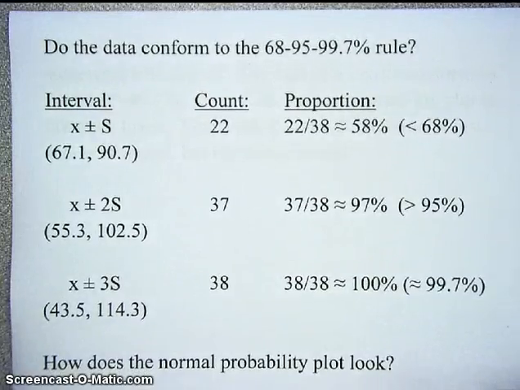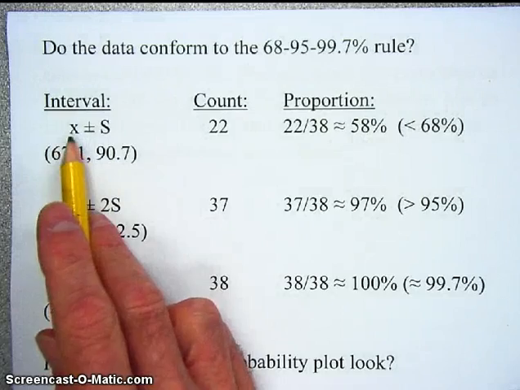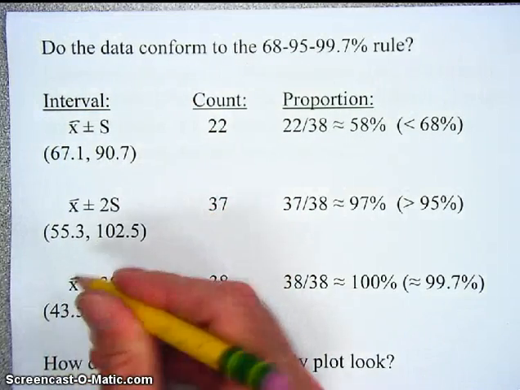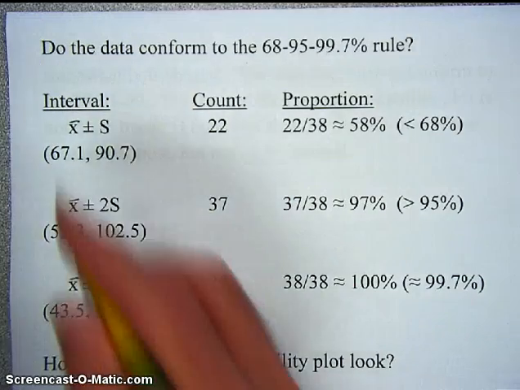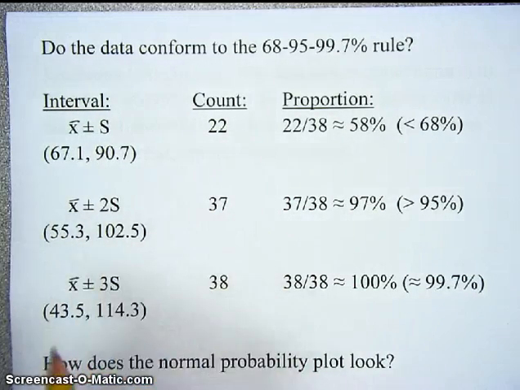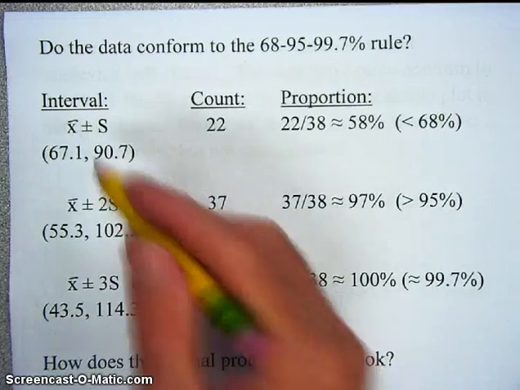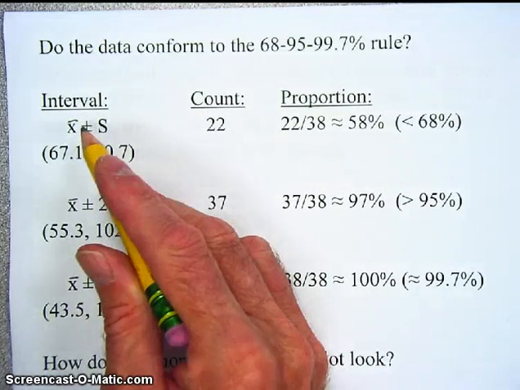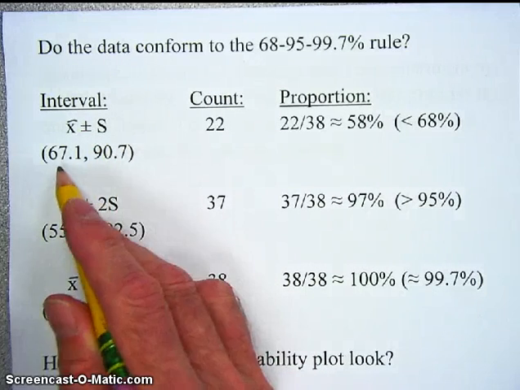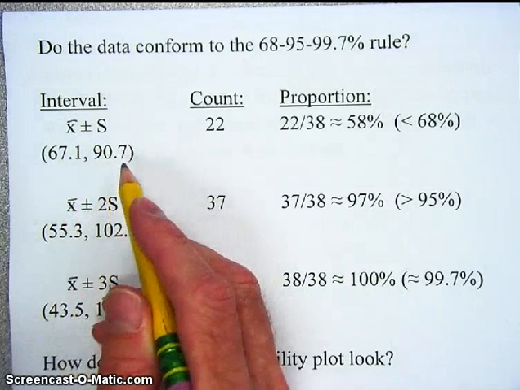What I did was I broke up the data into intervals. I took one interval that went from X bar to one standard deviation on either side of it. So we have X bar plus or minus S, X bar plus or minus 2S, and X bar plus or minus 3S. And we want to see what proportion of all the data values fall within each of these intervals. Now, if you use the mean of 78.9 points and the standard deviation of 11.8 points, the boundaries of this first interval are 67.1 points and 90.7 points.